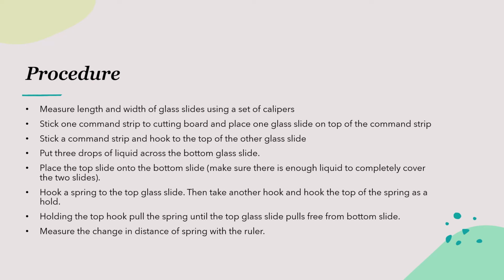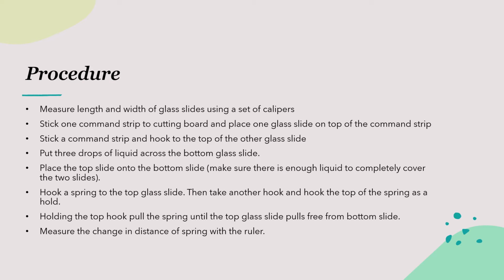We will measure the length and width of the glass slides using a set of calipers. Then, we will stick 1 command strip to a cutting board and place 1 glass slide on top of the command strip. Then stick a command strip and hook to the top of the other glass slide. Put 3 drops of liquid across the bottom glass slide. Then place the top slide onto the bottom slide. Make sure that there is enough liquid to completely cover the 2 glass slides.